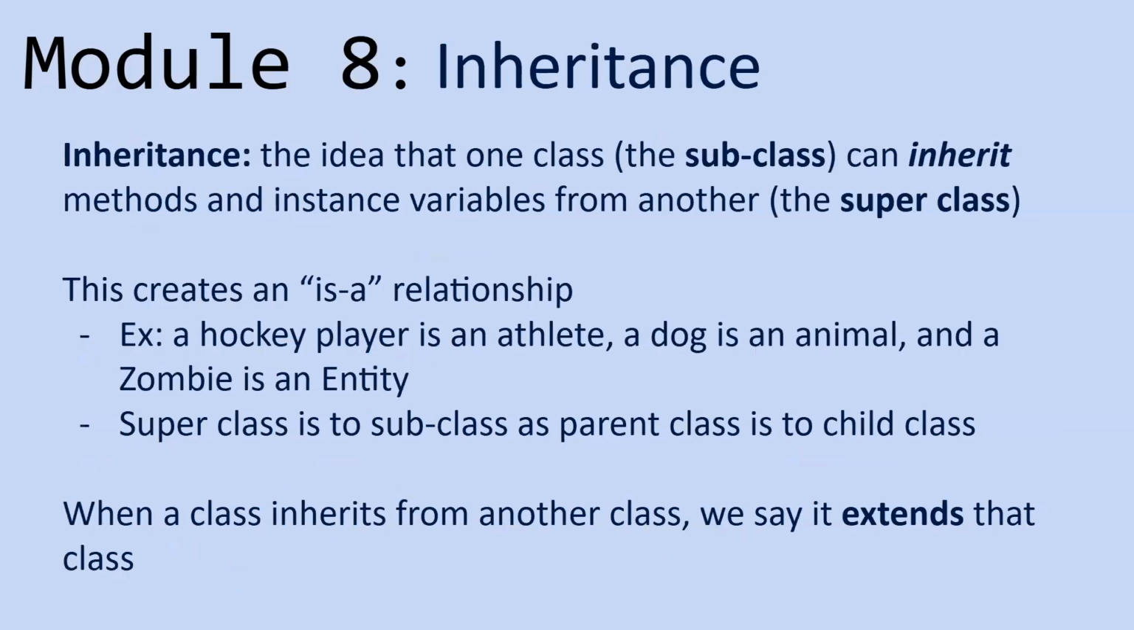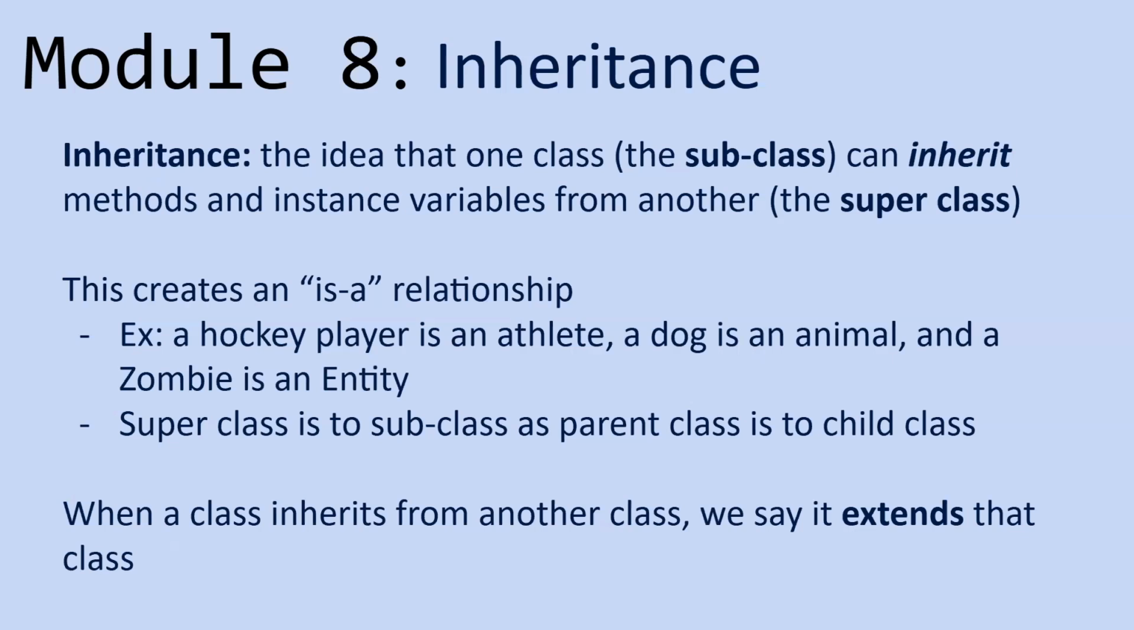Now, just a quick review of Module 8, Inheritance. Overall, inheritance is just the idea that one class, called the subclass, can inherit methods and instance variables from another class, which we call the superclass. And this creates a relationship. Like I was saying earlier, a tree has a number of leaves. And that's different from an is-a relationship.